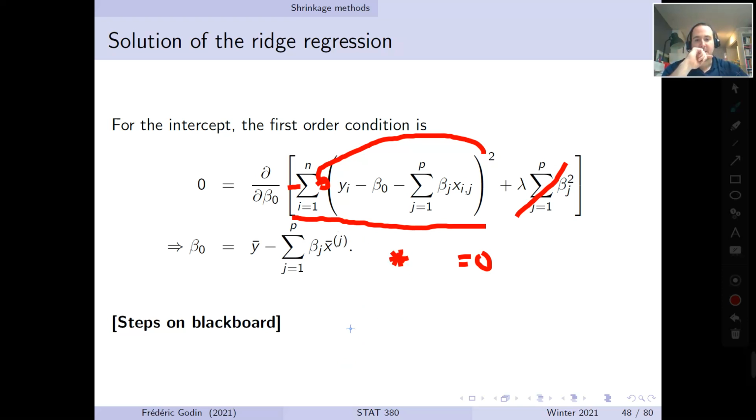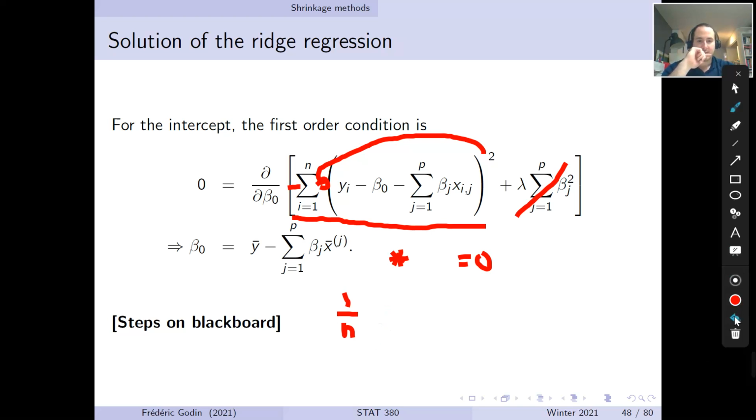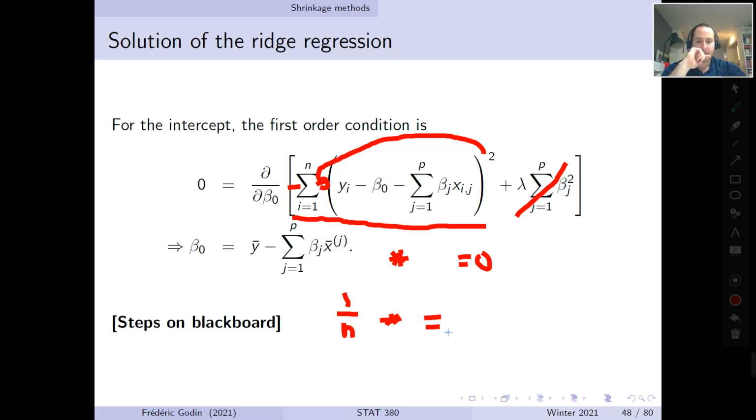So if star must be equal to 0, you can multiply on both sides by 1 over n and sum on both sides. Oh no, this summation is already there. Sorry about that. So you can have this instead. And if you do that, I invite you to pause the video and do it at home. If you isolate beta 0, then you obtain the following relationship, which is beta 0 is y bar minus the sum of beta j's times x bar j.